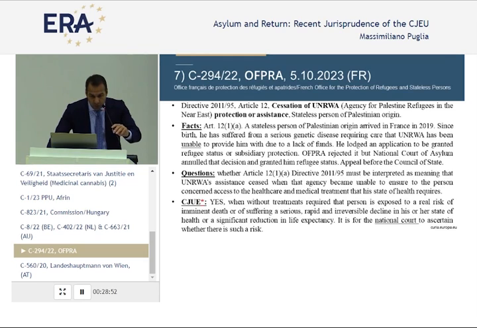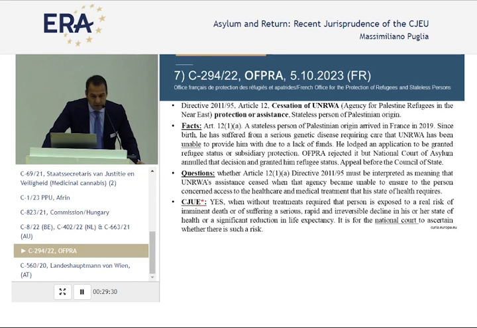I will now move to the seventh case. Here again, a request for preliminary ruling brought by a French jurisdiction. In this case, OFPRA stands for Office Français de Protection des Réfugiés et Apatrides. It's the French Office for the Protection of Refugees and Stateless Persons. The question brought before the Court of Justice is in which conditions there is a cessation of the protection and of the assistance of the Agency for Palestinian Refugees in the Near East.